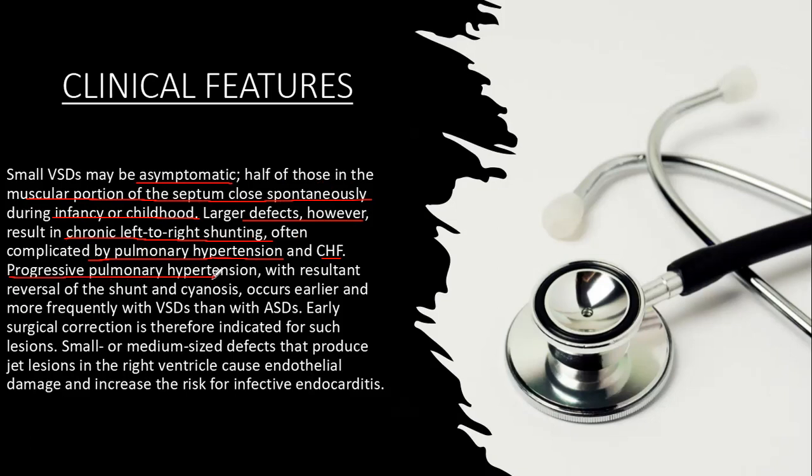Now, progressive pulmonary hypertension with the resultant reversal of shunt and cyanosis occurs earlier and more frequently with VSDs than with ASDs. So understand that. So Eisenmenger syndrome will develop faster in VSDs than in ASDs. Now, early surgical correction is therefore indicated for such lesions. Now, small or medium-sized defects that produce jet lesions in the right ventricle cause endothelial damage, and this increases the risk of infective endocarditis.